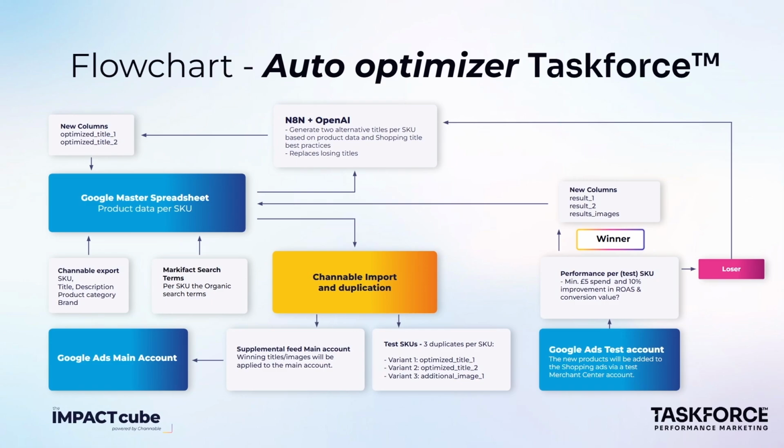If the product variations meet certain thresholds, we compare the performance. The winning variants are pushed back through the master spreadsheet and Google into the Google Ads main account, ensuring only the best performers remain there. The losing variants re-enter the loop where they get another chance to improve over time.